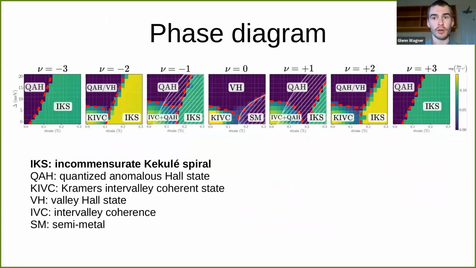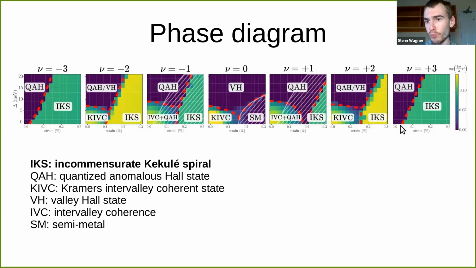And indeed, in our Hartree-Fock study, we found that one type of translational symmetry breaking is ubiquitous at all non-zero integer fillings, namely this incommensurate Kekulé spiral. So here I'm plotting the phase diagram for all integer fillings from -3 to +3. On the x-axis, I'm plotting the applied strain. On the y-axis, the substrate potential coming from the hBN.